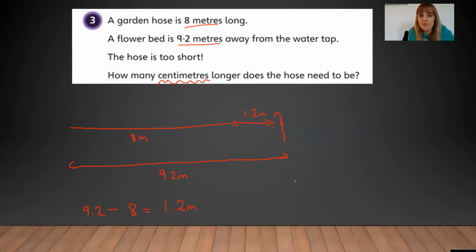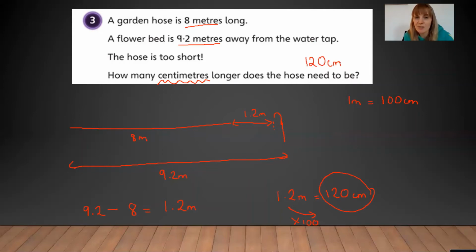So that means how many centimeters longer does it need to be? So 1.2 meters is how many centimeters? Well, let's just think what I know. I know that 1 meter is the same as 100 centimeters. So I'm going from my larger unit to my smaller. So I've got to times this by 100. So everything's jumping 2 places larger. So that means 1.2 meters is the same as 120 centimeters. So how much longer does the hose need to be in order to reach it in centimeters? Our answer would be 120 centimeters.